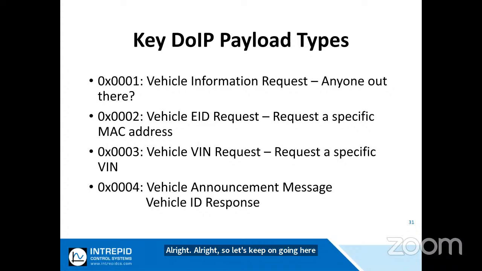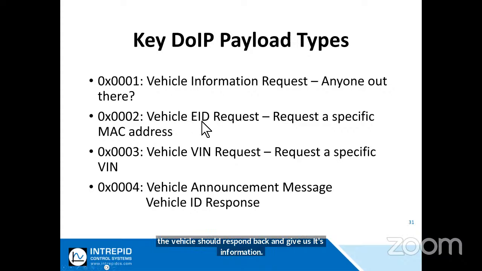So when we're first asking for a vehicle out there, there's really 3 different ways. It says 4 here. We'll talk about that in a second, because the fourth one is actually the vehicle automatically sending us an announcement message, or it's also the way that it responds back if one of the first 3 methods work. So 1 is essentially just a wide open vehicle info request. Is there anything out there? And the vehicle should respond back and give us its information.